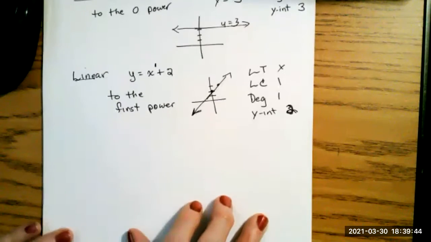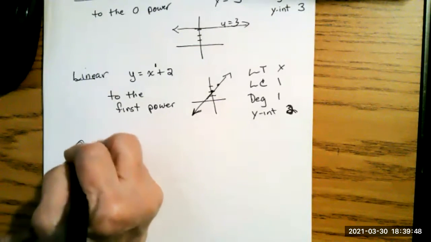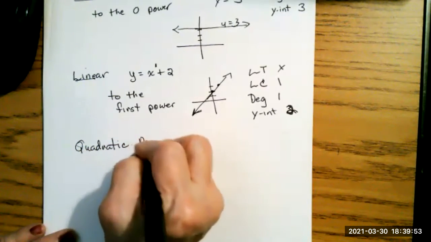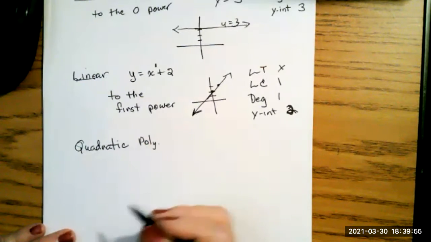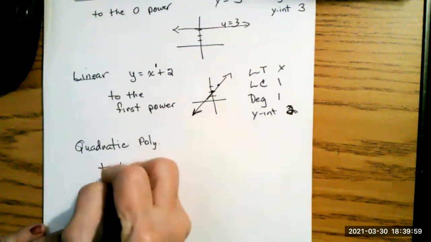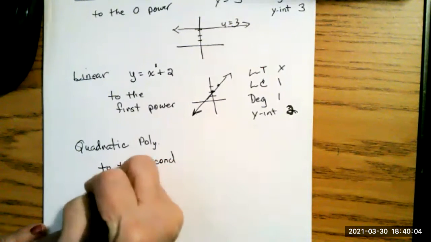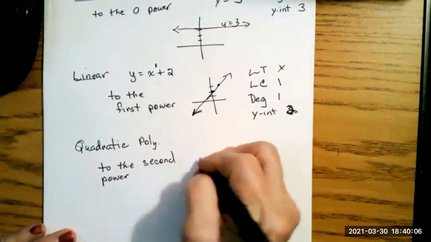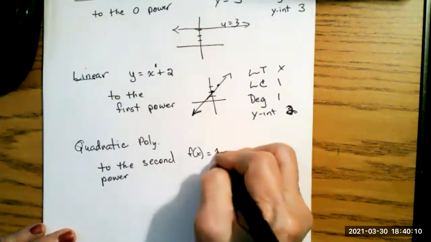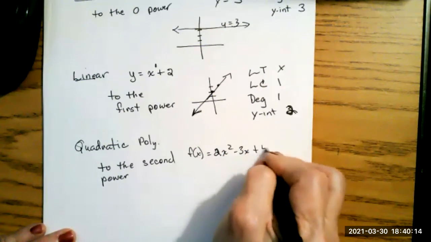Some of this is carryover from what we already know. The next one is called quadratic. We've already been talking about quadratic polynomials. We know those make parabolas. This is to the second power. Okay, this would be something like f of x equals 2x squared minus 3x plus 4.